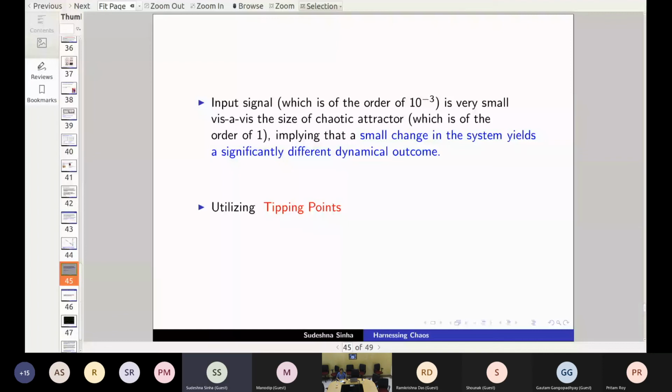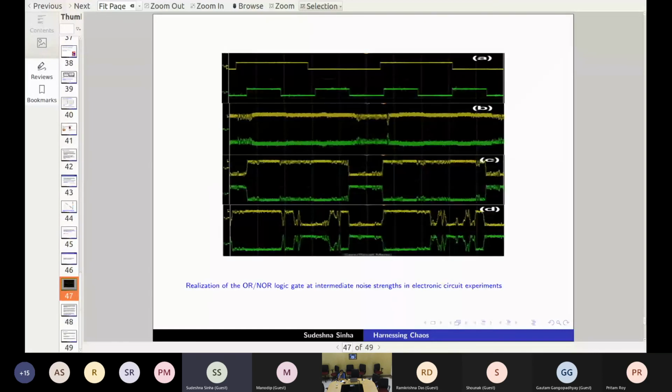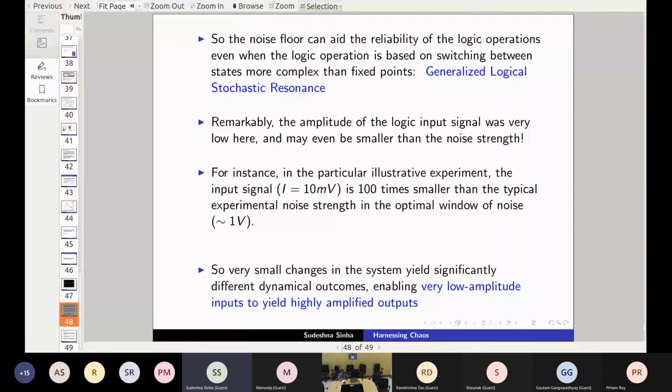And my second last slide is here. With this idea of tipping attractors, if you add noise, do we get a generalized logical stochastic resonance? Can we again have an optimal noise to get the best logic responses? Whatever held for the stable attractor, can we do it for periodic cycles or chaotic attractors, more complex attractors? And the answer is yes. Here is an experiment, which again shows that moderate noise is good, small noise is not effective, and large noise is not reliable. So, summarizing before I go to my last slide, noise can now aid the reliability of logic operations, even when the logic operation is based on switching between more complex states. So it's a generalized logical stochastic resonance.